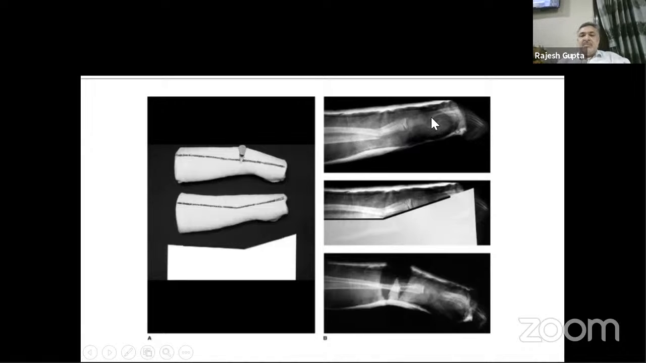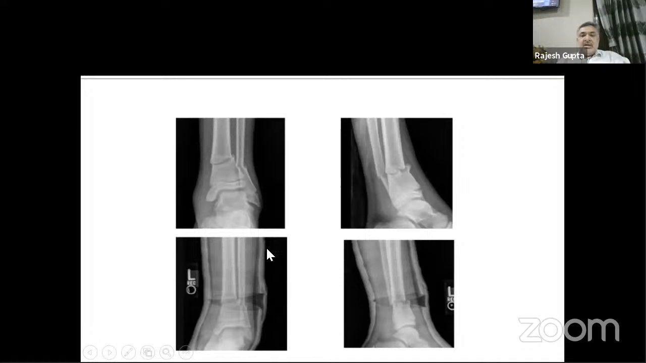Now here, both bone fracture is corrected with a wedging. See here, the beautiful reduction here. Here, again, a both bone distal leg fracture, corrected with the wedging. See here, the alignment. So wedging is very important and should be known to each postgraduate.